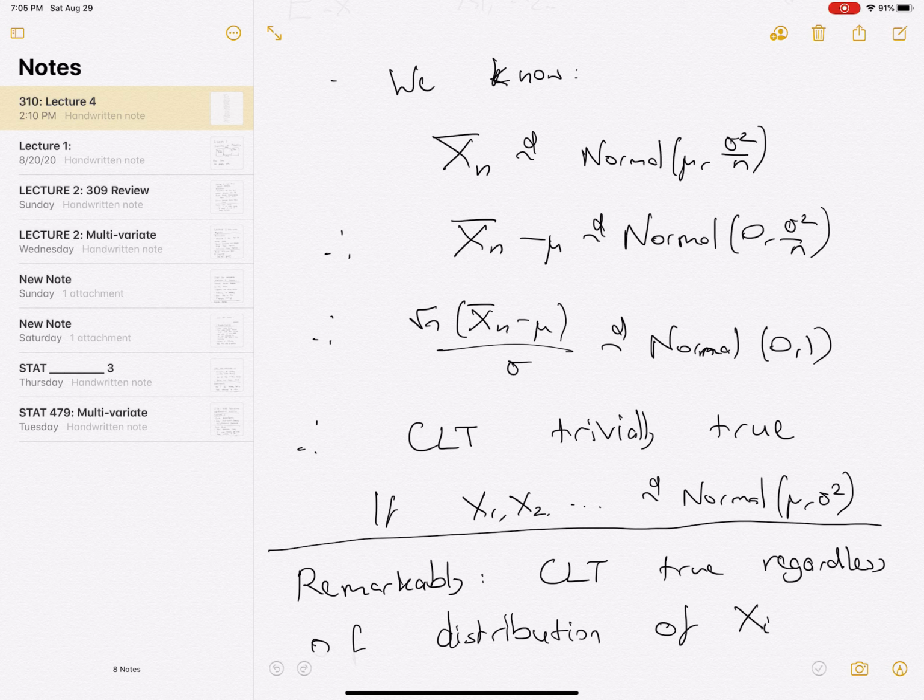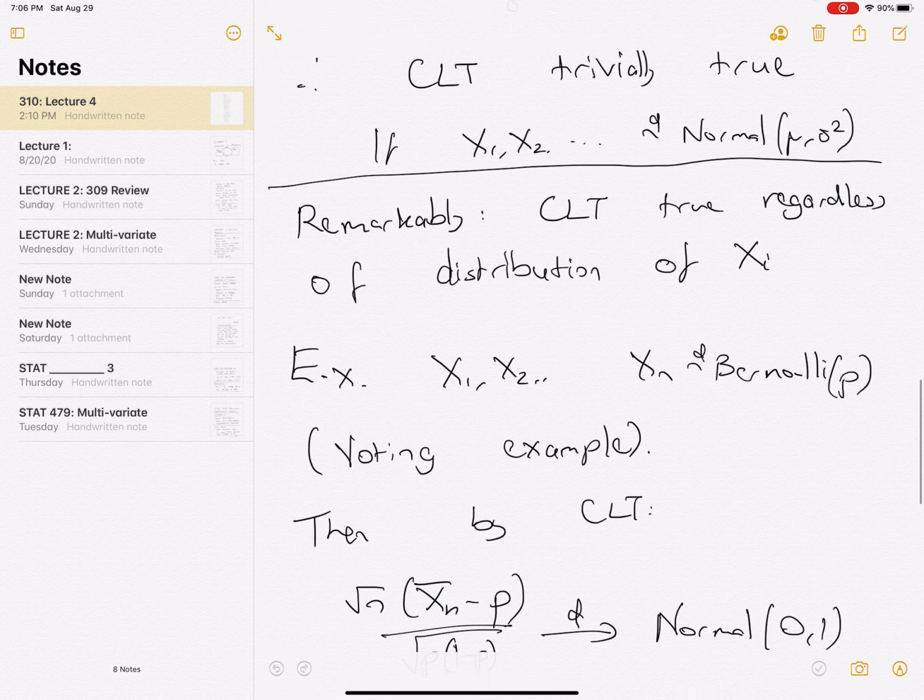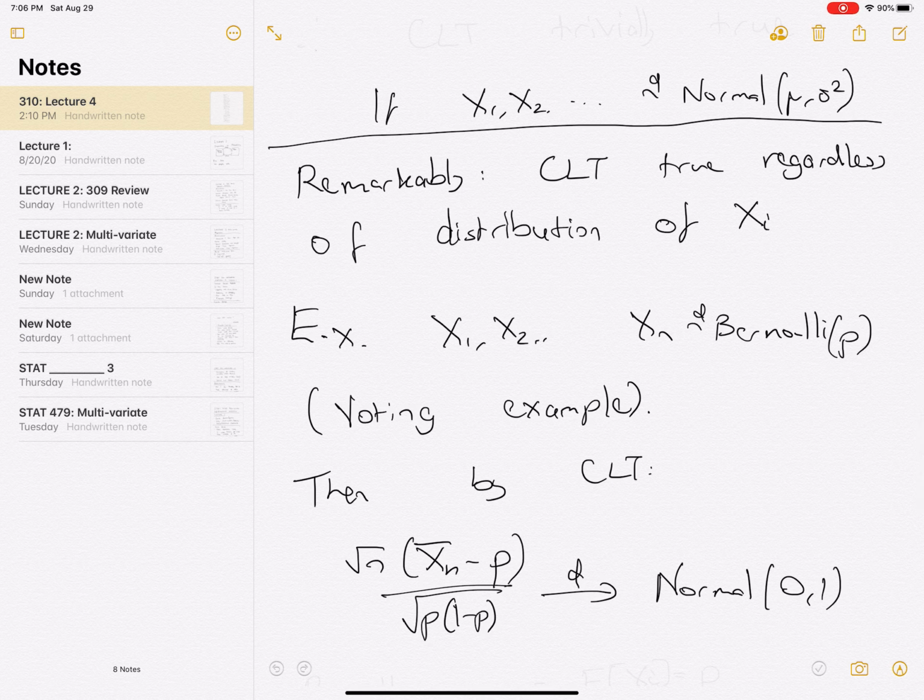So therefore the central limit theorem trivially holds if we have that these x's are normal mu sigma squared. In fact, if the x's are normally distributed, we have this result exactly, and it's not even a convergence in distribution result. But what's very remarkable and very important and useful about the central limit theorem is that it holds regardless of what the distributions of the xi's are. So that's what makes this result quite powerful and in some ways quite surprising.